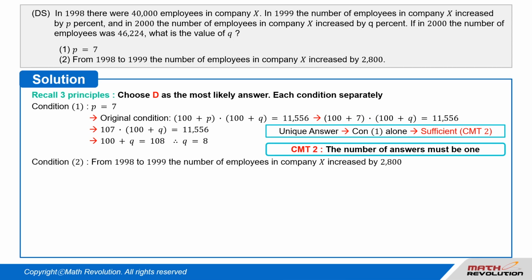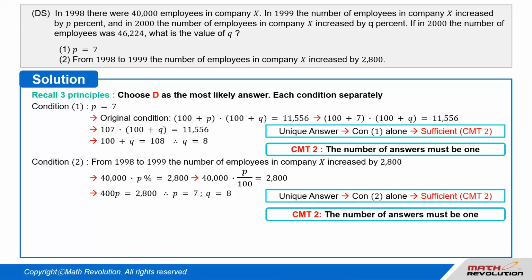Condition 2 tells us that the number of employees in Company X increased by 2,800 from 1998 to 1999. That is, 40,000 times P% equals 2,800. 40,000 times P over 100 equals 2,800, or 400 times P equals 2,800. We get P equals 7, and thus Q equals 8, as solved above. So, the condition is sufficient by CMT2, which states that there must be only one answer.